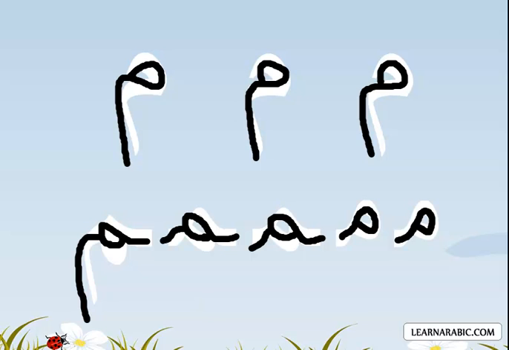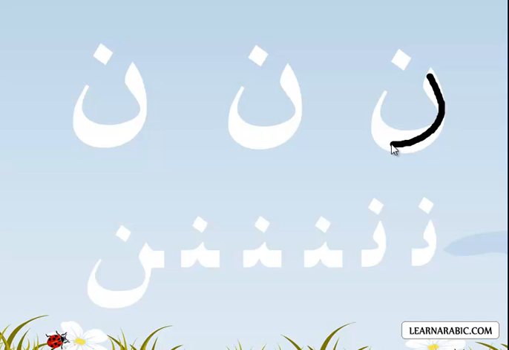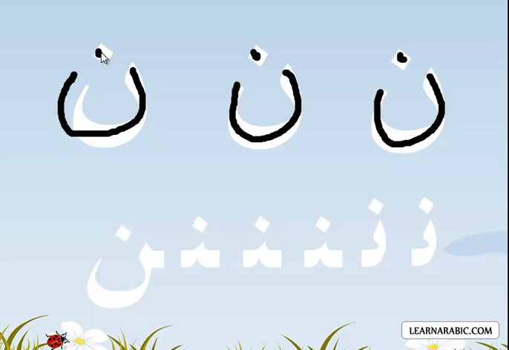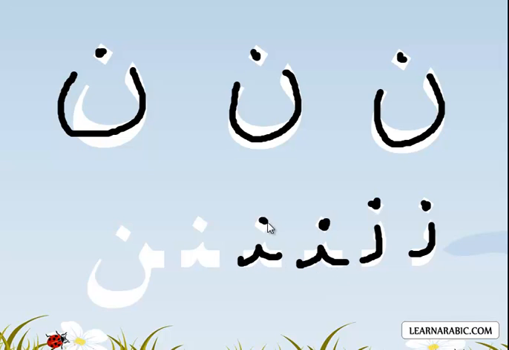Then we have the letter noon. This is a straightforward character. It's like a type of semicircle with a dot at the top. And then at the beginning of a word it is like this, with a single dot at the top. In the middle, and then once more in the middle, and at the end we see that it retains its original shape again, like that. That's the letter noon.